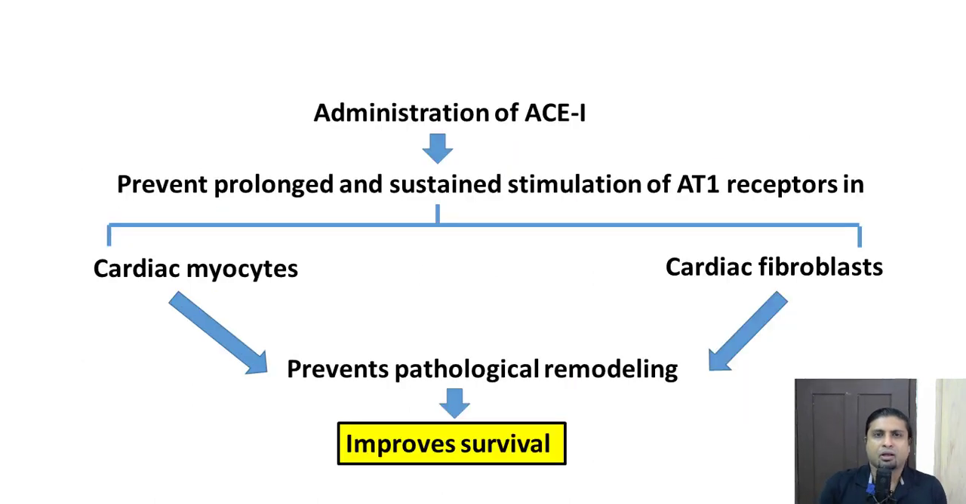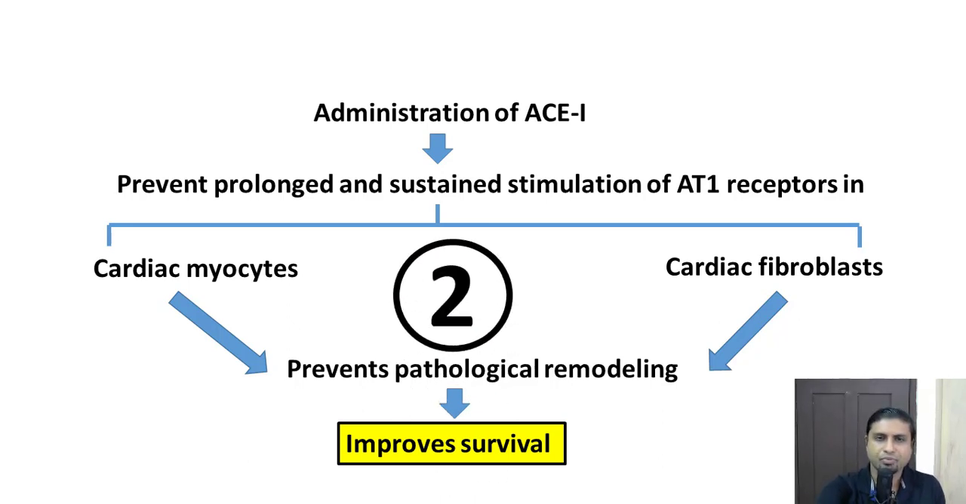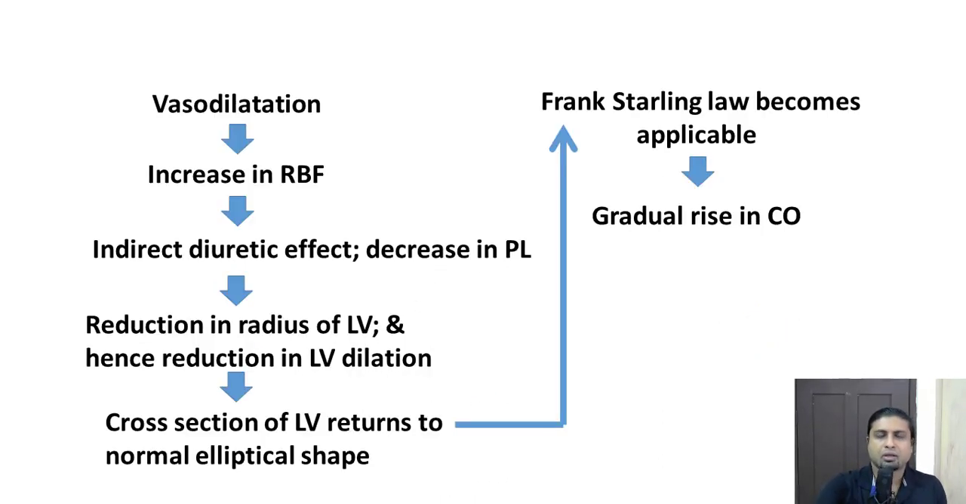Now, administration of an ACE inhibitor would prevent prolonged and sustained stimulation of the AT1 receptors, prevents cardiac remodeling, improves survival, mechanism number 2. And thirdly, ACE inhibitors will cause vasodilatation, increase the renal blood flow, reduce the preload even more, the cross section returns to normal elliptical shape, Frank-Starling law becomes more applicable, gradual rise in cardiac output, mechanism number 3.